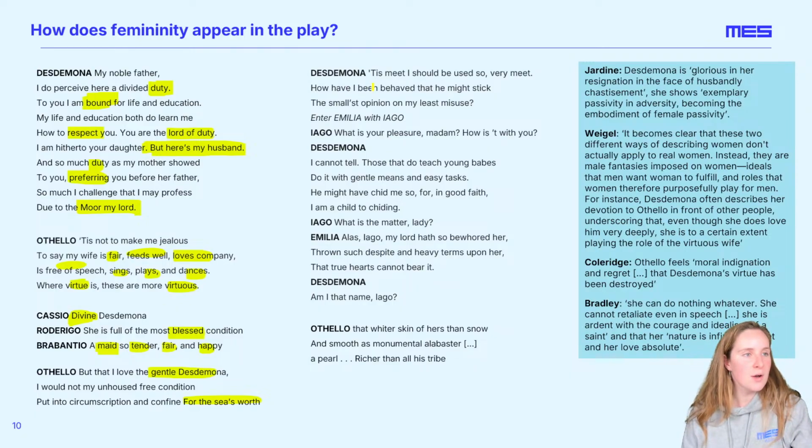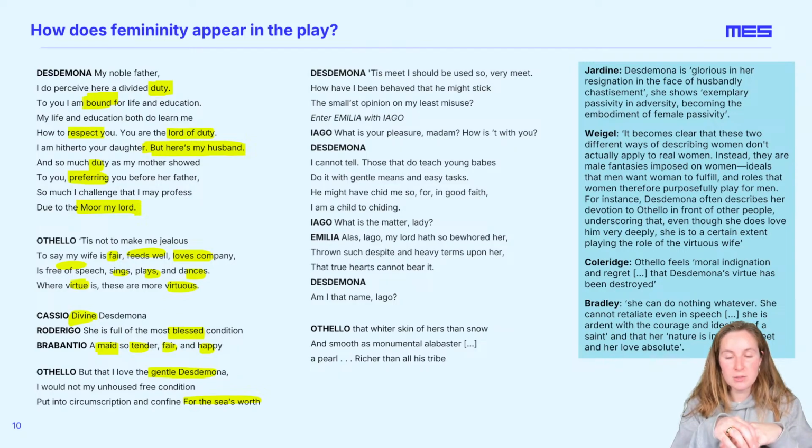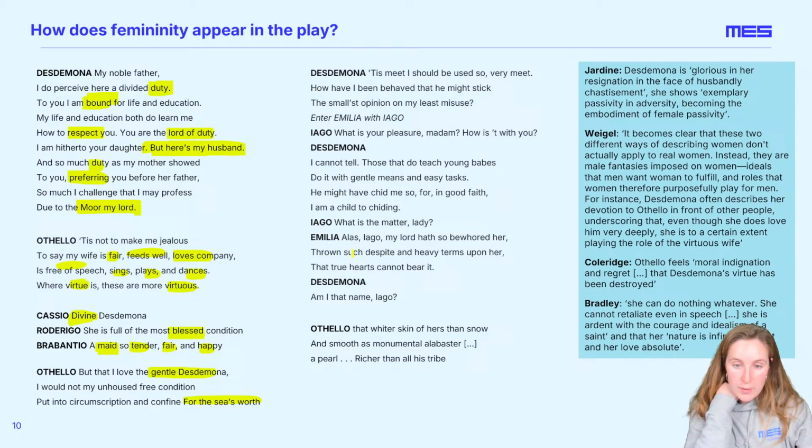And Desdemona, this is after he storms out, having accused her and yelled at her: "'Tis meet I should be used so, very meet. How have I behaved that he might stick the smallest opinion on my least misuse? What is your pleasure, madam? How is it with you? I cannot tell. Those that do teach young babes do it with gentle means and easy tasks. He might have chid me so, for in good faith I am a child to chiding. What is the matter, lady? Alas, Iago, my lord, hath so behawed her, thrown such despite and heavy terms upon her, that true hearts cannot bear it. Am I that name, Iago?"